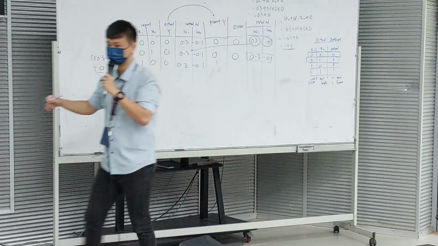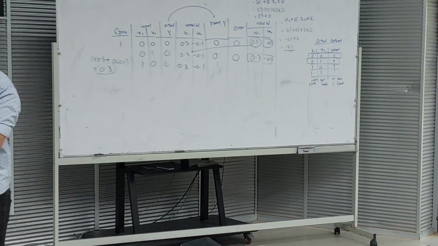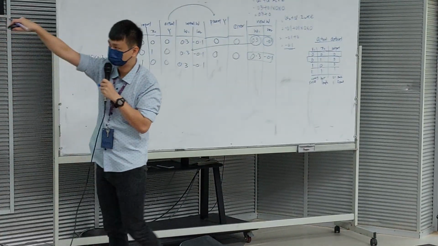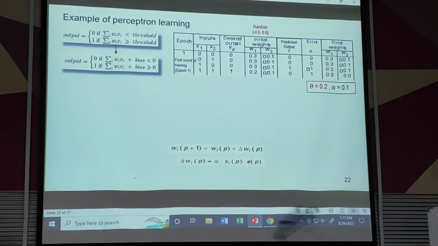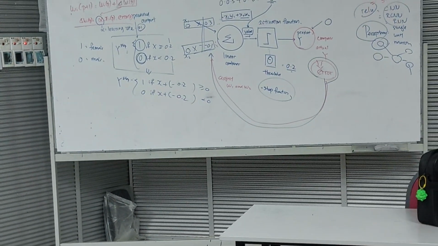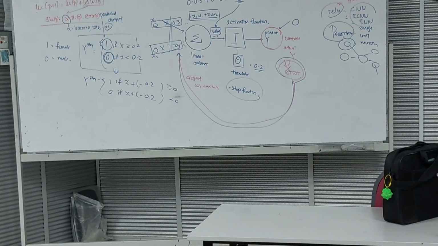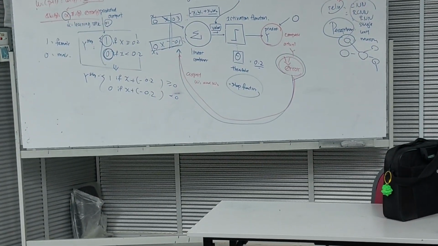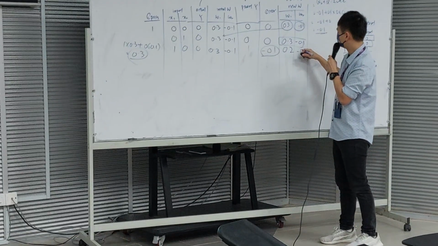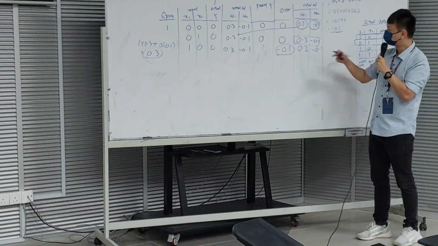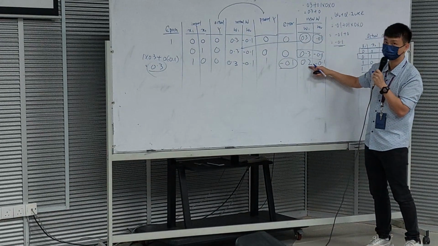So you get 0.3, and is it more than or less than 0.2? More than. If more than, then we classify this data into 1. So that's why your predicted y is equal to 1. So 0 minus 1, you get negative 1. So now you get the error here. Substitute into this equation, then you will get the new weight 0.2, negative 0.1. It reduced from 0.3, now it dropped to 0.2.